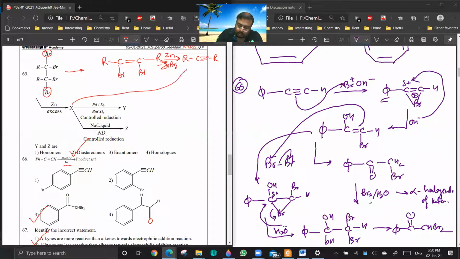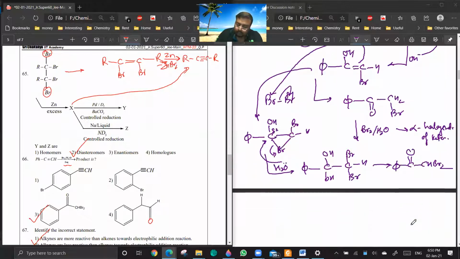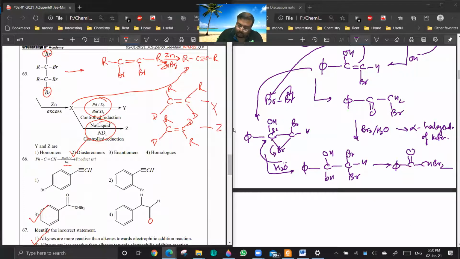So X is something like this. Now, if you are using Pd/D2, it will give you a syn product, and if you are using Na/ND3, it will give a trans product. Are you getting the point? So this and this, Y and Z, are what? Geometrical isomers or diastereomers. Are you getting the point? Yes, sir. That's very good.